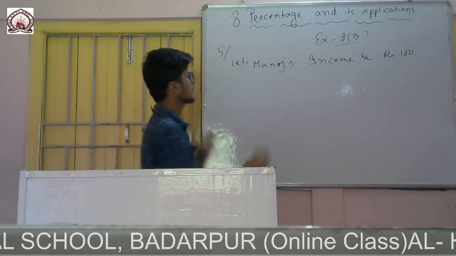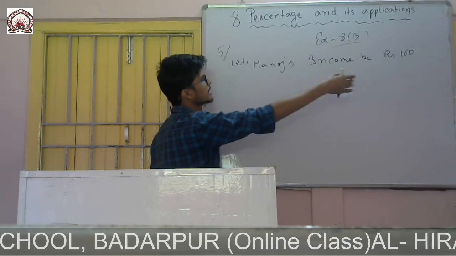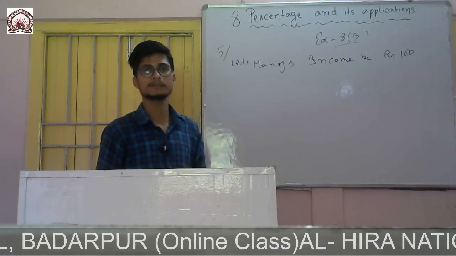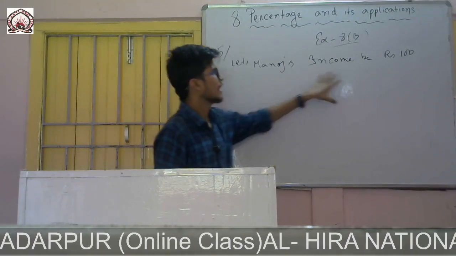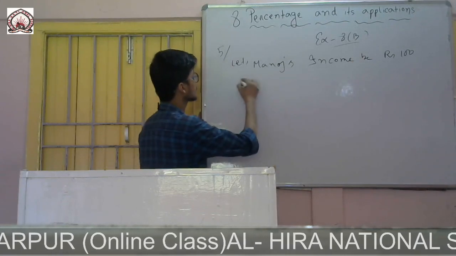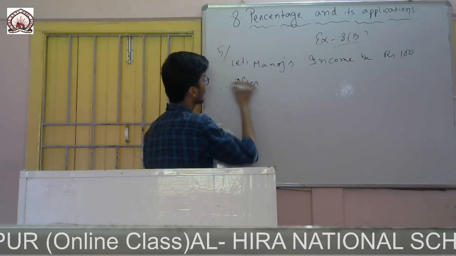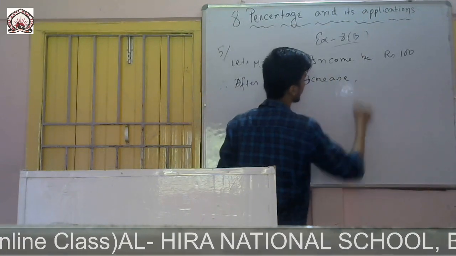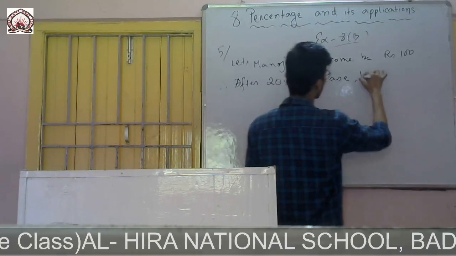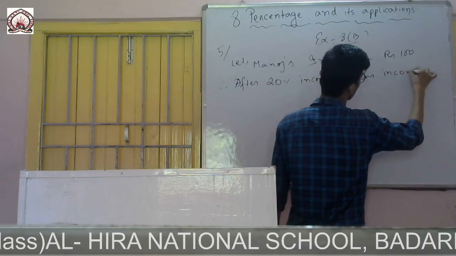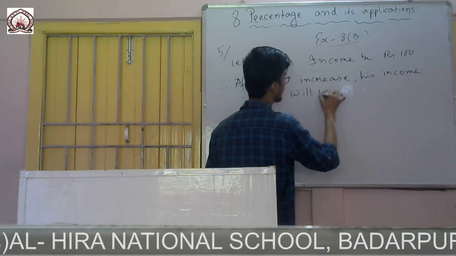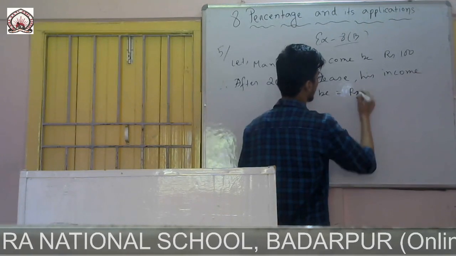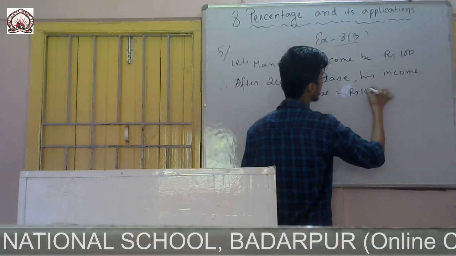So what will be his income after the 20% increase? First 20% increase is given, then 20% decrease. So first of all, we will find his income after the 20% increase. His present income was 100.